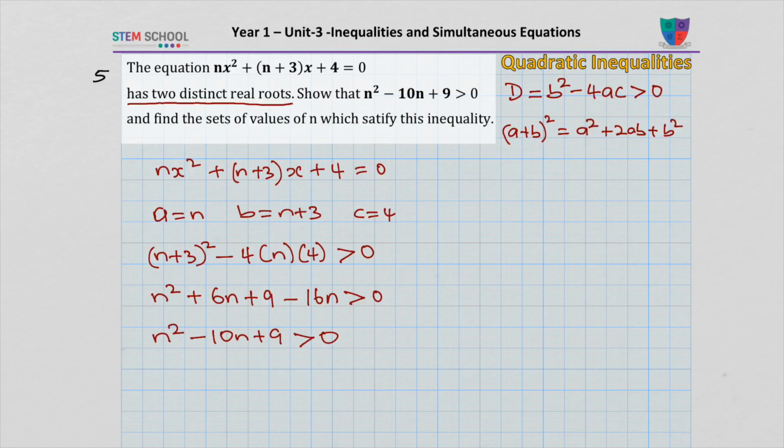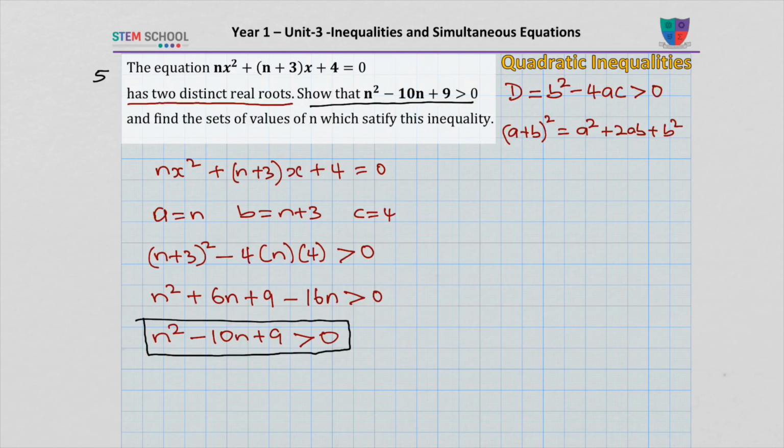So we have just proved the quadratic inequality that was requested in the question. We've just derived that. Now we need to find the sets of values of n. So that means we need to solve this.